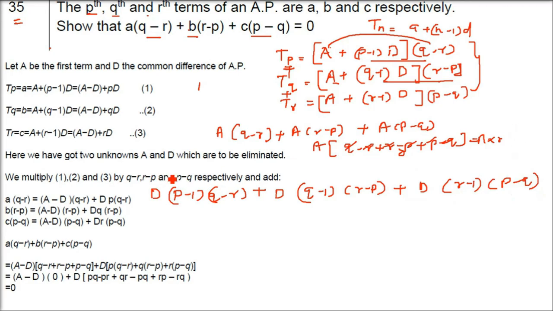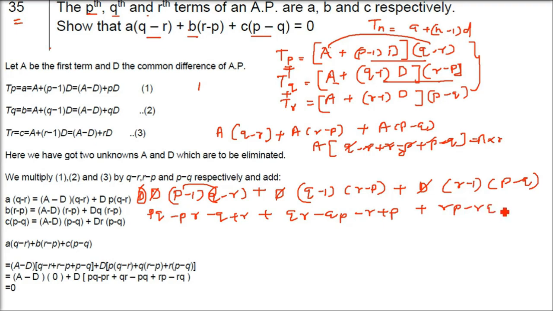Now you can take D common. So when you take D common, I am just eliminating it to show that we have already taken D common. So we will deal only with this multiplication. So PQ minus PR minus Q plus R. Then QR minus QP minus R plus P. Then you have RP minus RQ minus P plus Q.